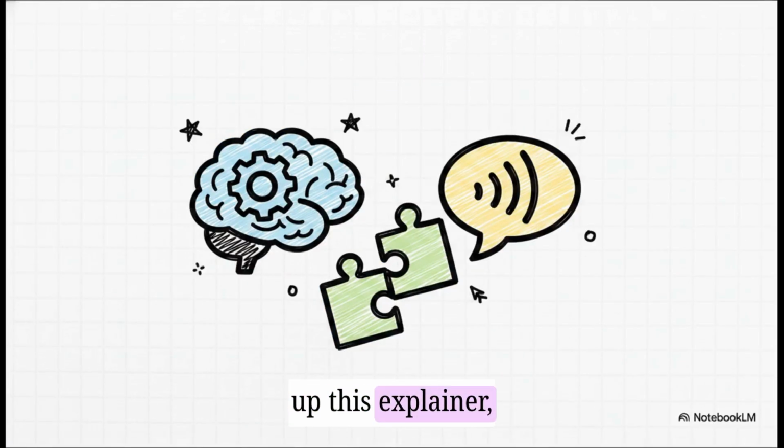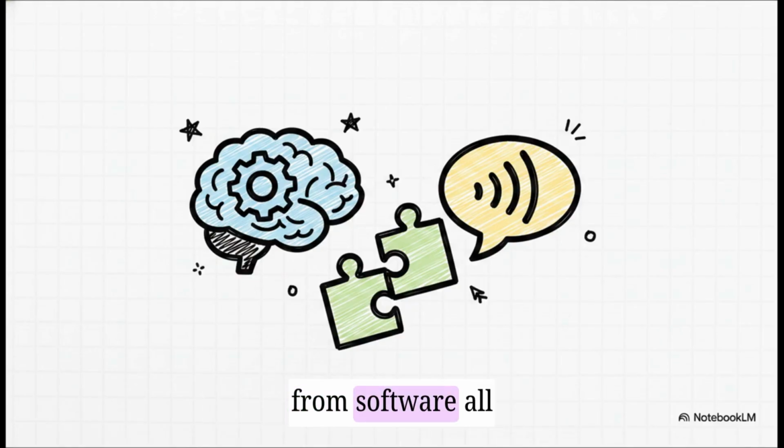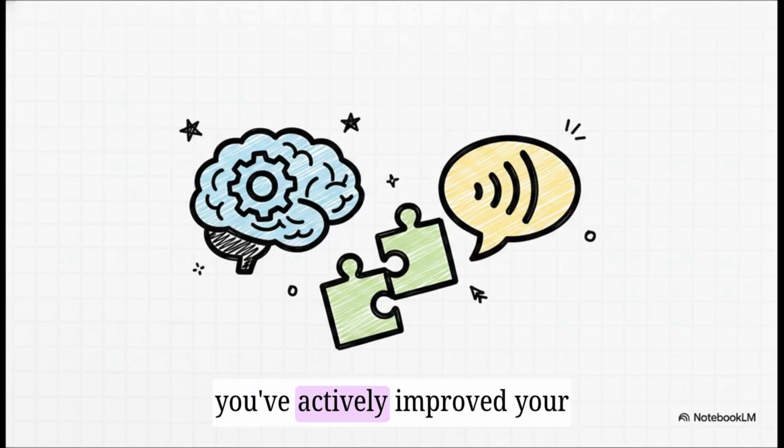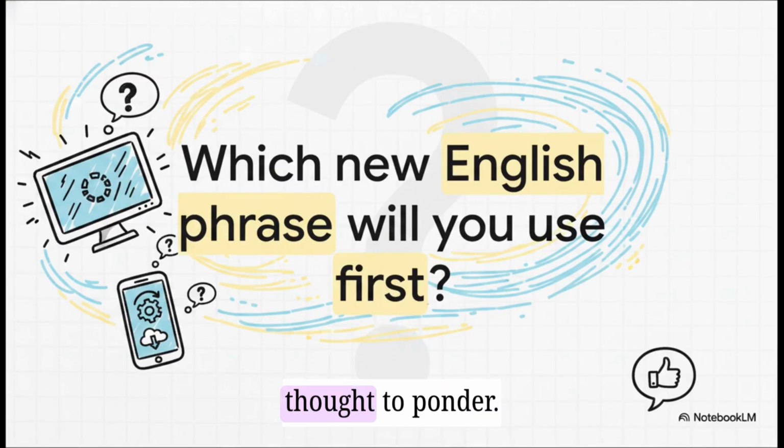As we wrap up this explainer, let's do a super quick review of your key takeaways. Today, you've conquered the basic technology vocabulary, from software all the way to automation. You now know exactly how to use common English phrases in real situations. And crucially, by running through Ollie's crazy day and doing the speaking exercises, you've actively improved your listening and speaking through repetition.